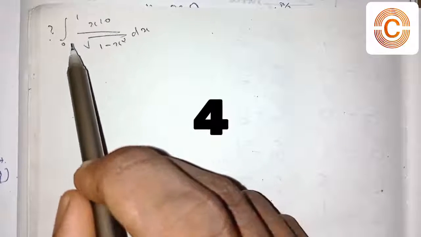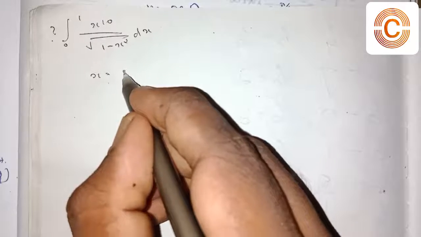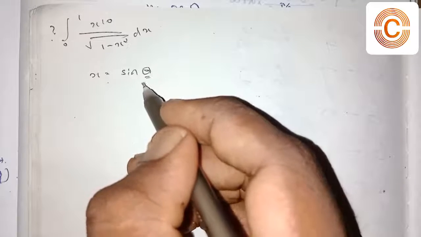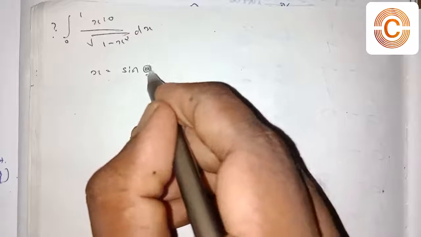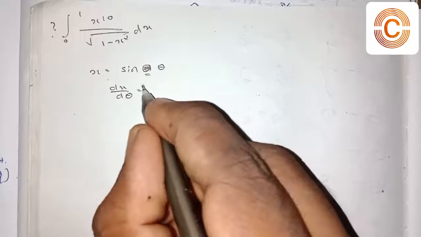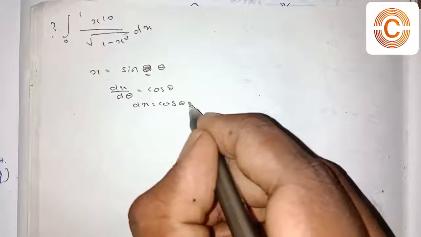Let's find out the solution for the integral from 0 to 1 of x raised to 10 divided by root of 1 minus x square dx. We can use the substitution x equal to sin theta. You can use the parameter as theta or t as you like; here we use theta. Then dx divided by d theta is equal to cos theta, so dx is equal to cos theta d theta.